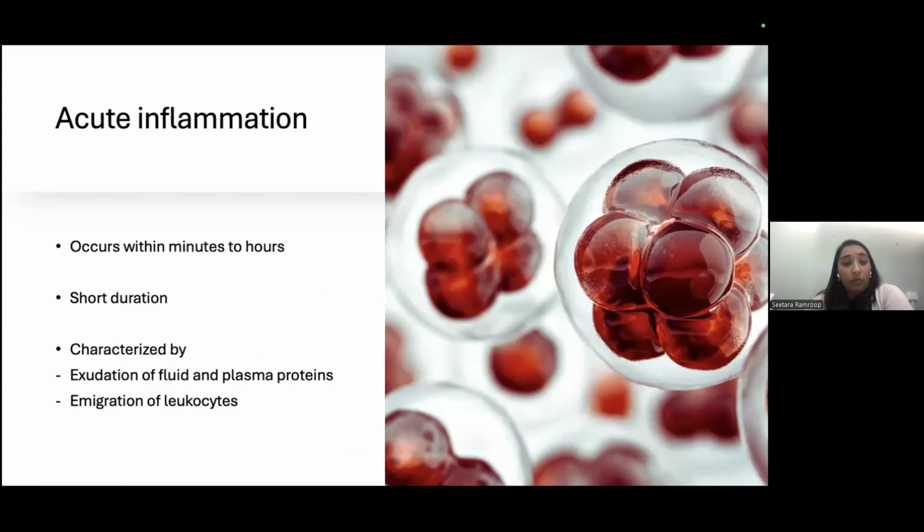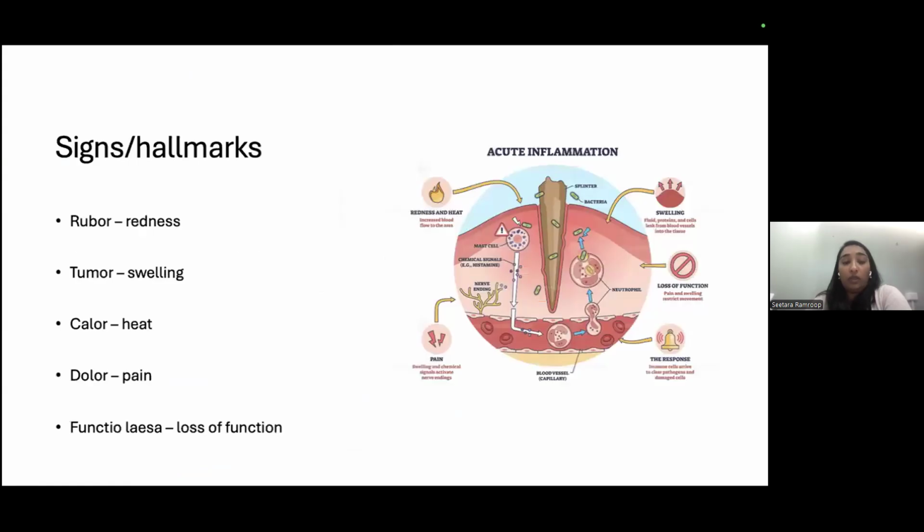So acute inflammation, as we said, occurs within minutes to hours. It's usually of a short duration. It's characterized by exudation of fluid and plasma proteins, and then the immigration of leukocytes. Some of the signs or the hallmarks of acute inflammation would be rubor, which is redness, tumor, which is swelling, calor, heat, dolor, pain, and functio laesa, which is the loss of function.